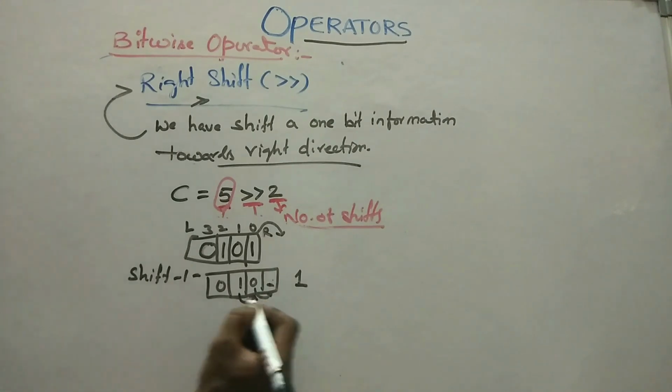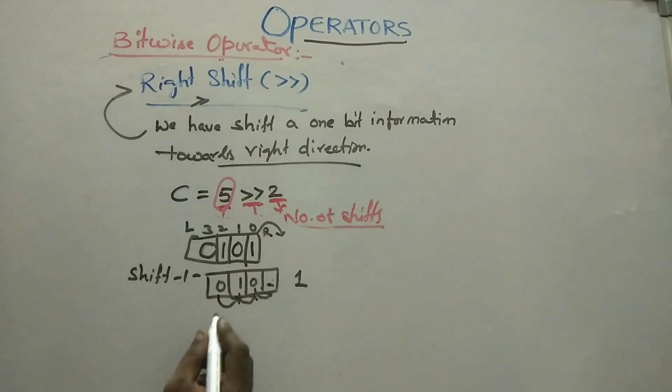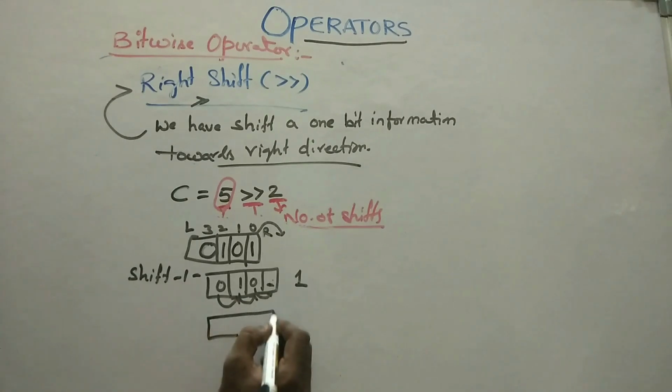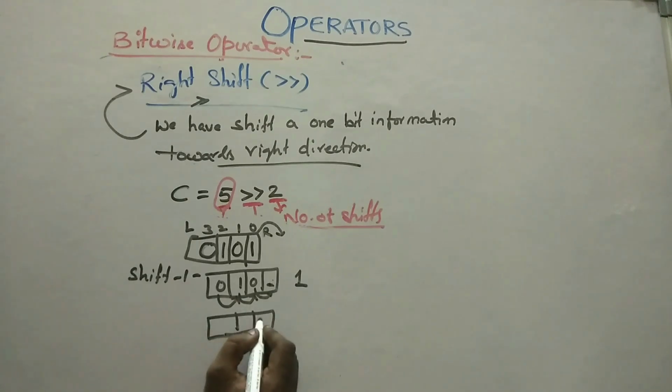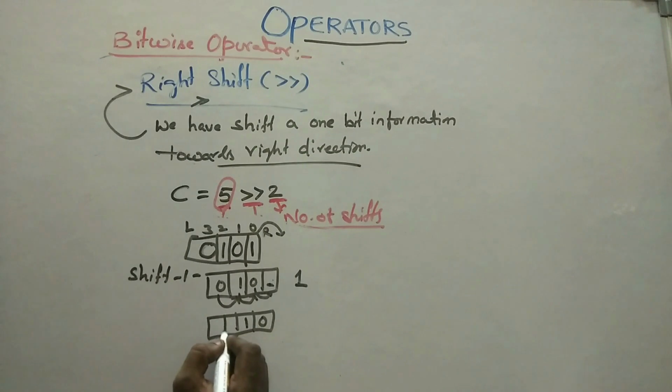This next value will come to here. This value will come to here. If we move like that, now what is the next result we can get? Here we can get 0, here 1, here 0. Now here you can get the empty place, right?